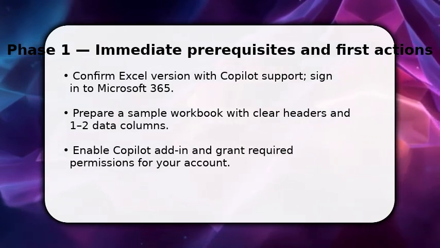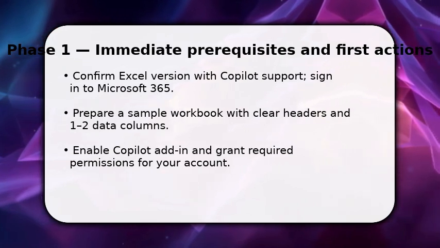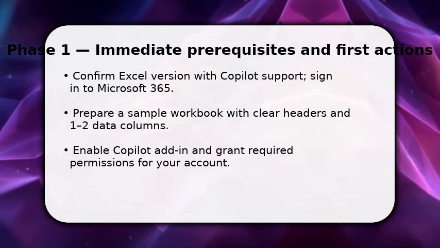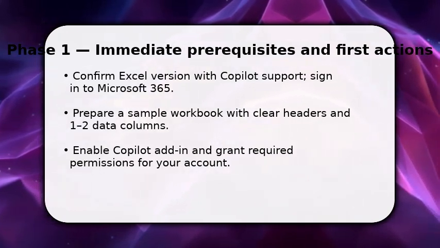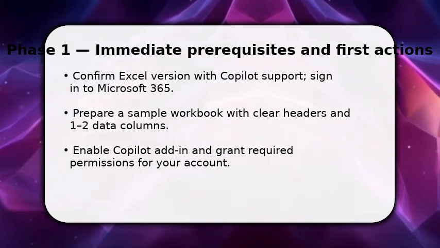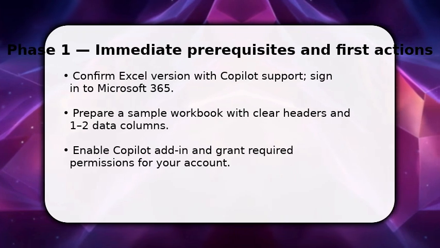Then enable the Copilot pane and accept permissions so it can read the sheet. Once done, select the data range, do not include totals yet, and open the Copilot prompt. This lets you issue your first commands, so type a clear goal like summarize sales by region and press enter.